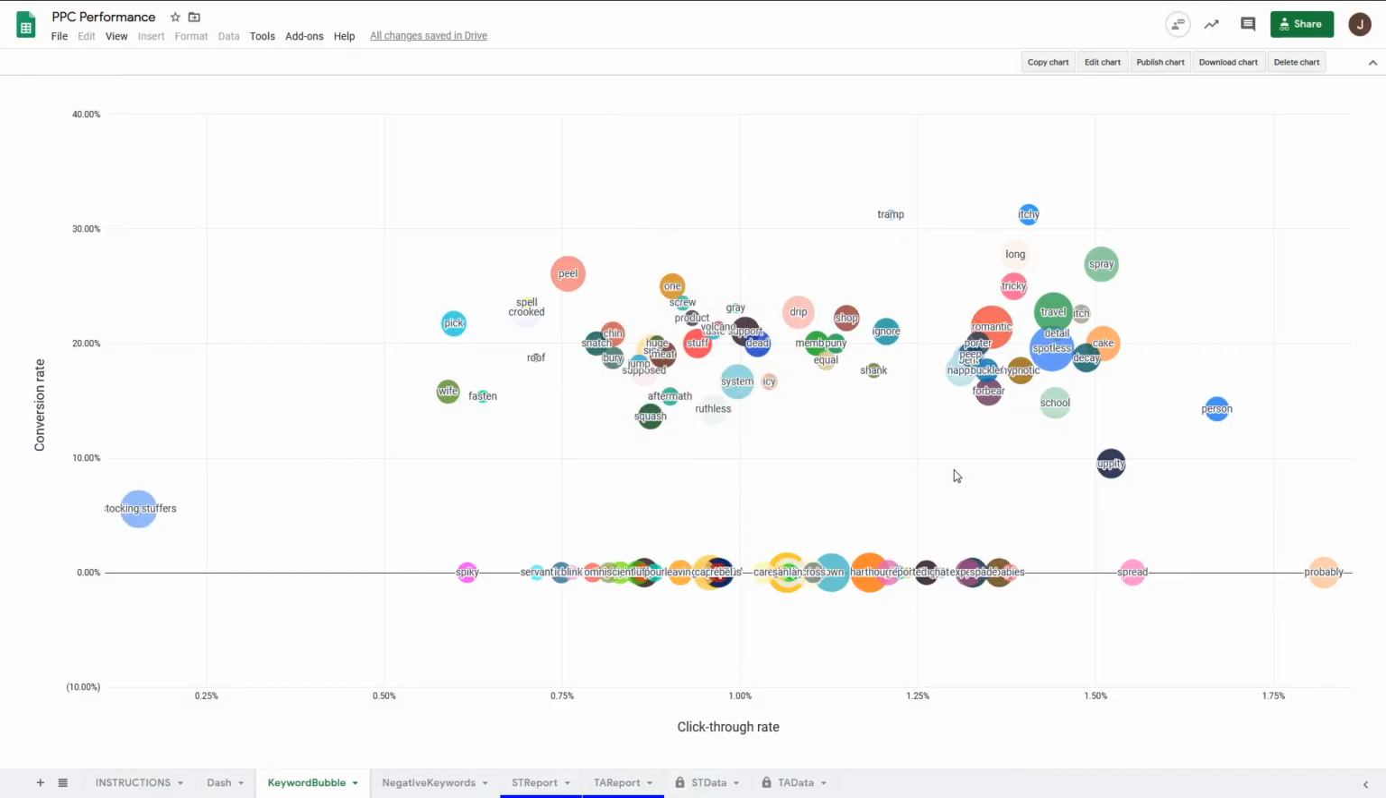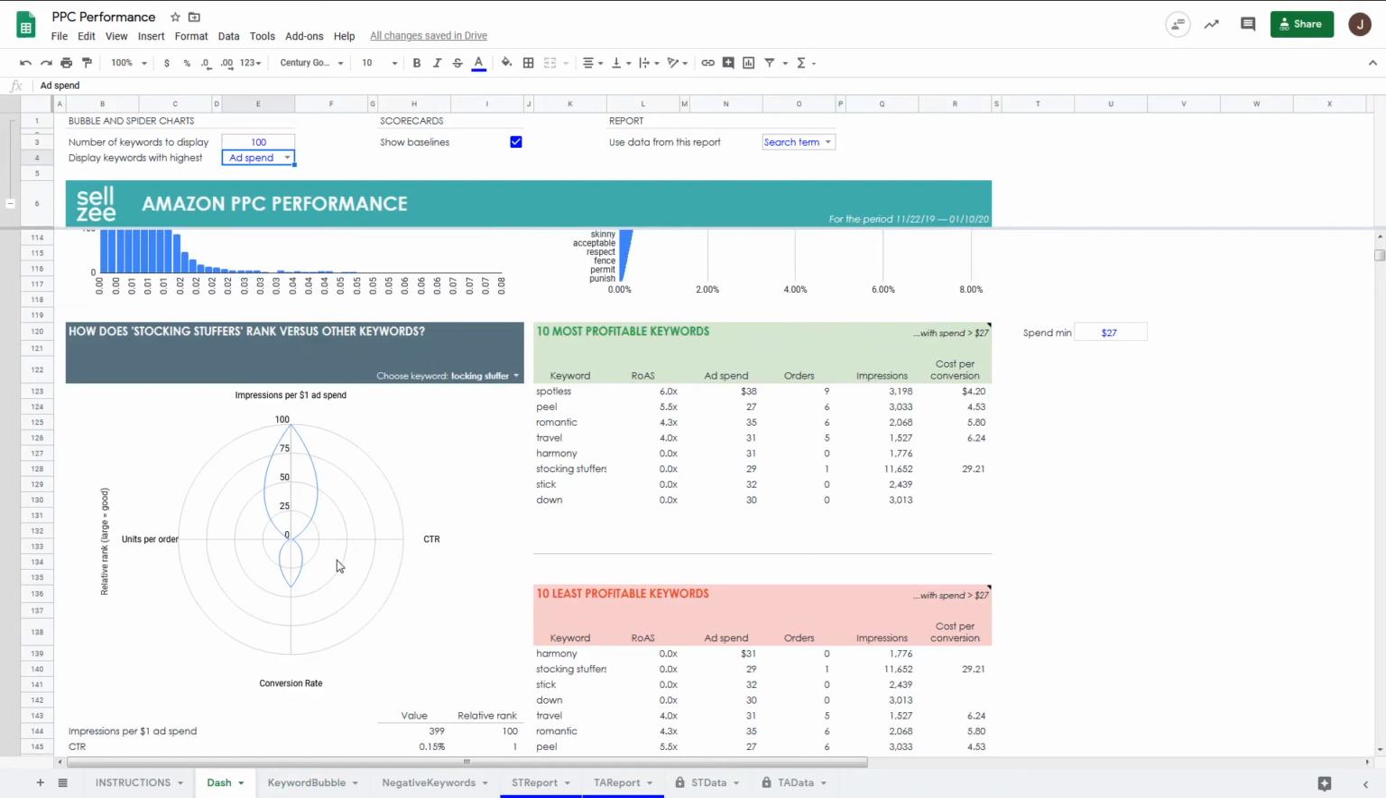So while the keyword bubble is letting you drill down into specific segments and then visualize all the keywords in that segment across the 3 dimensions of click-through rate, conversion rate, and ad spend, the radar chart over here, this one lets you drill into a single keyword and it lets you see all 4 of the components that build up to your total cost per conversion. So seeing all the factors together like this, it really helps tell the story and the possible reasons for why you might be seeing poor performance for a specific keyword.